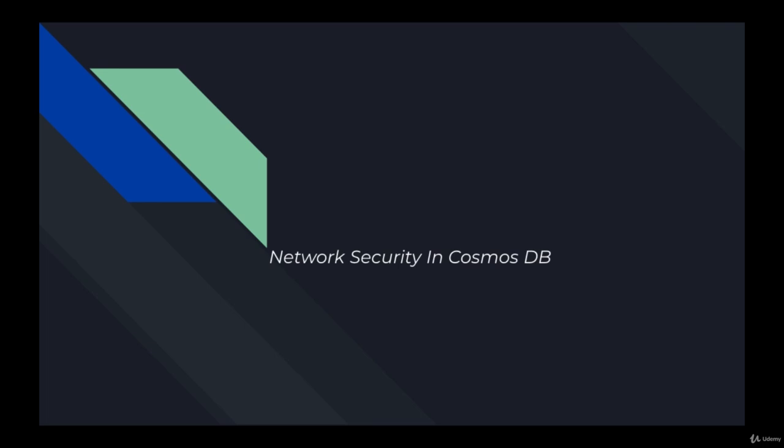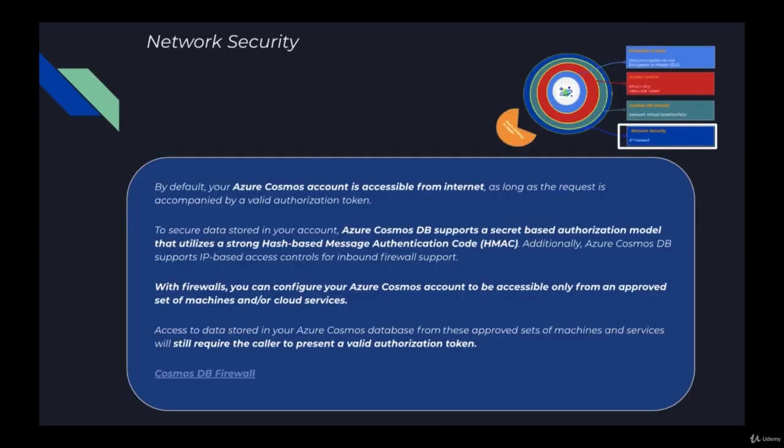In this lecture we'll discuss the IP firewall restrictions in Azure. Remember this diagram; we'll study this particular part, network security using the IP firewall. By default, all the Cosmos accounts and databases which you provision are accessible from the internet, and we'll discuss the authorization token concept in a moment.